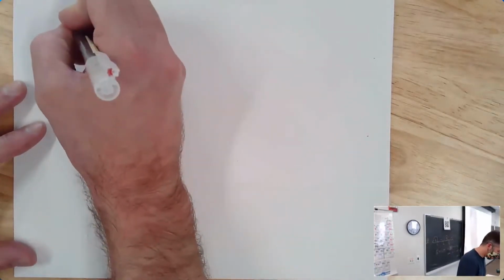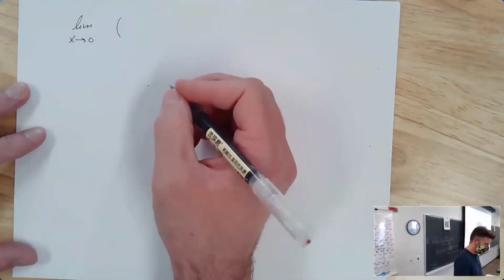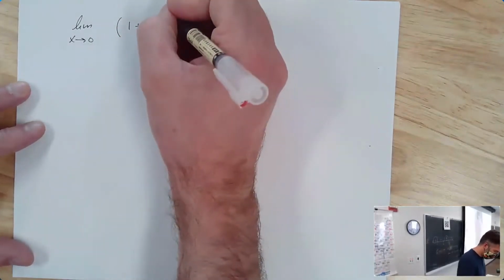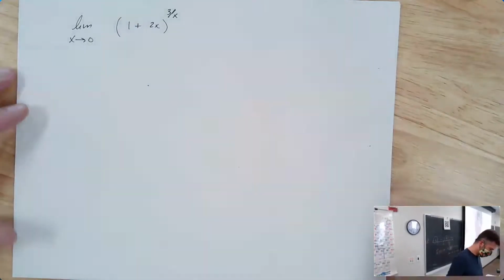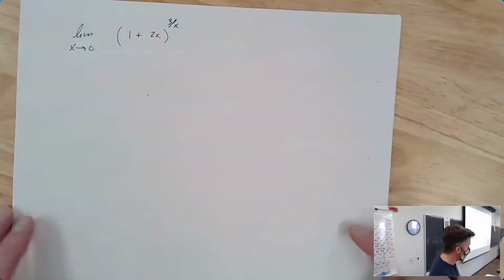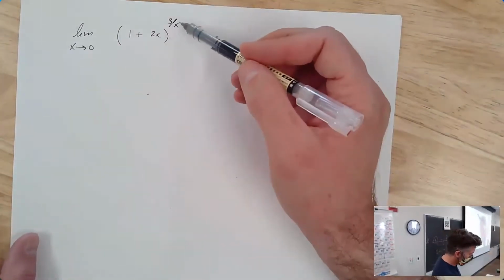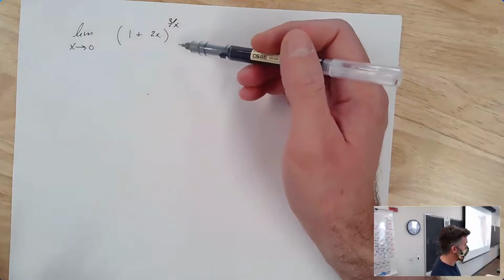Let's say that the limit as x goes to 0 of 1 plus 2x to the 3 divided by x power. This is also a 1 to the infinity form. And no, we don't have to worry about which side of 0 we're approaching. It's okay for the power up here to be a positive or a negative infinity. It works out either way.